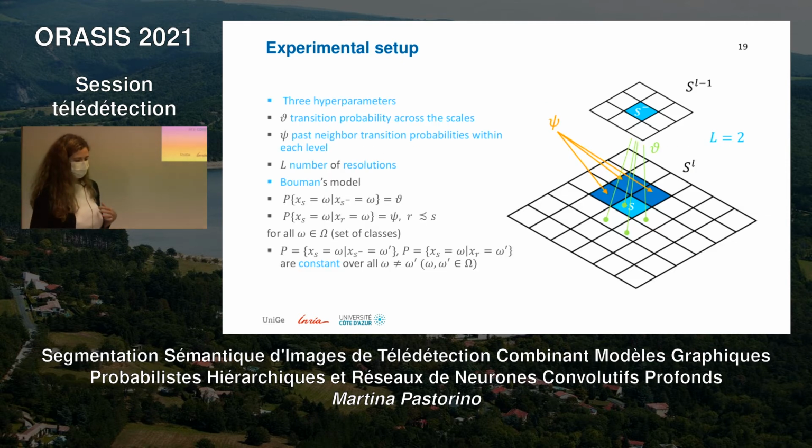The model has 3 main hyperparameters: theta, the transition probability across the scales; psi, the path neighbor transition probability; and L, which is the number of resolutions. The transition probabilities are modeled through Baumann's model, which is a model that, through a parameter, defines the probability that a pixel and its causal neighbor or its ascendant share the same label.